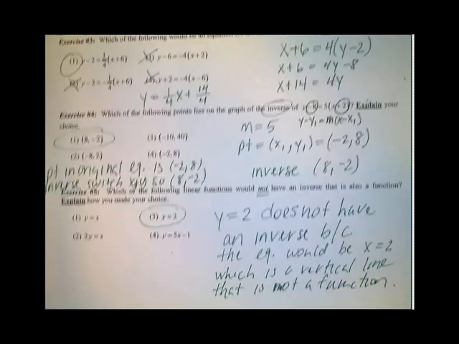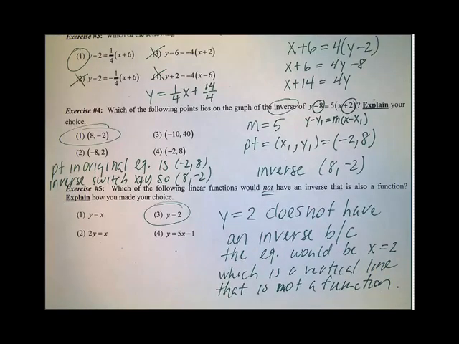Terrible handwriting, sorry. So explain means you need to write in words. Justify means you have to show work. So we know that y equals 2. Its inverse is not a function because its inverse would be x equals 2. That's a vertical line, and a vertical line is not a function because it does not pass the vertical line test. Good luck with this. If you have questions, make sure you ask them in class.